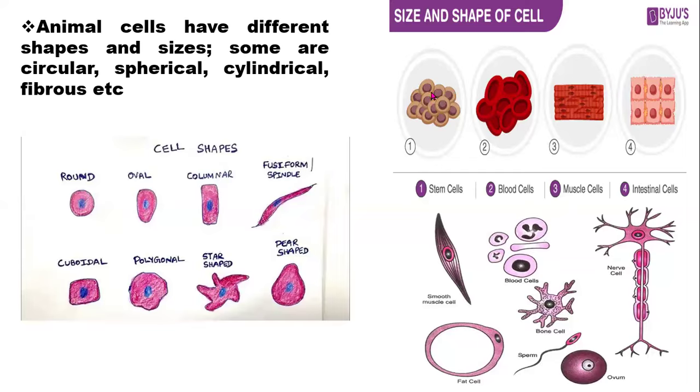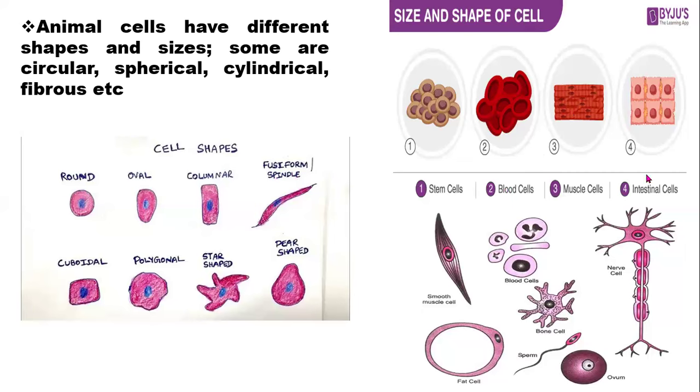For instance, look at this picture numbered 1, 2, 3, 4. Number 1 is stem cells. If you compare with the shapes, which do you think can be the shape of stem cells? They look more like a round shape, right? Red blood cells, erythrocytes, have an oval shape. And if you look at these muscle cells, they are fusiform, or spindle-shaped, right? Look at it, they assume that spindle shape.